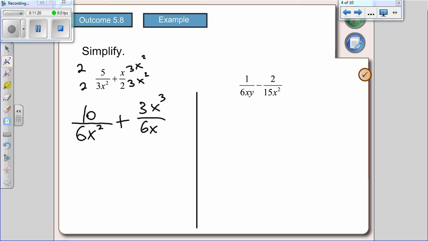Now you can add these. It's going to be 10 plus 3x cubed all over 6x squared. You add like terms. There are no other x cubes, so the 3x cubed is stuck on its own. There's no other constant numbers, so 10 is just on its own. And the bottom stays what the bottom is.